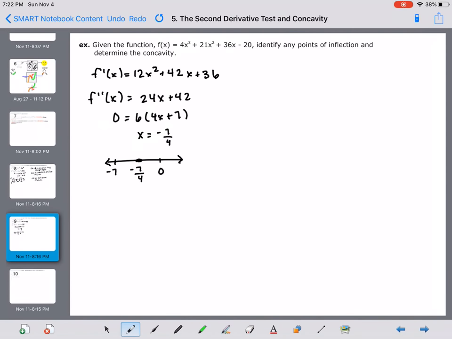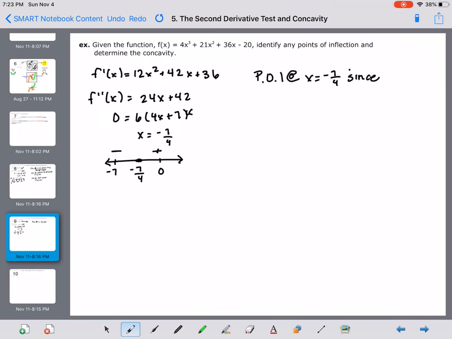Okay, so again, we're going to the second derivative to plug in. I'm going to go to the factored form right here. The 6 is not going to make a difference because it's always positive. So it's really about the sign of 4x plus 7. If I plug in a negative 7, I'm going to get a negative value. If I plug in a 0, I get a positive value. So that makes negative 7/4 a POI. That's nice. So I have a POI at x is equal to negative 7/4.